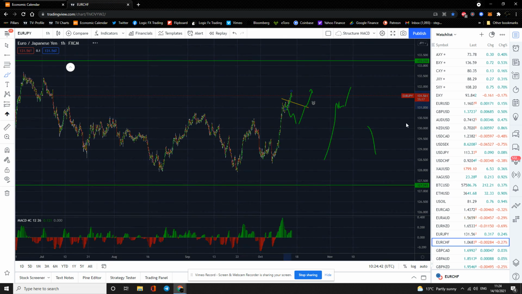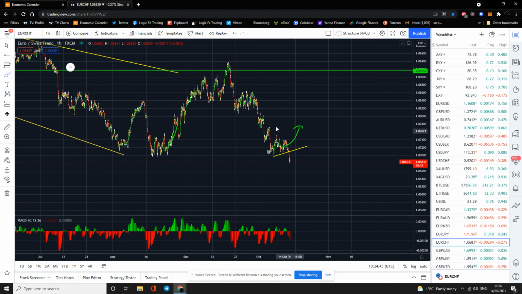Off it's gone. Euro Swiss, and there yet again weakness in the euro, strength in the Swiss, possibly because the gold price moved, guys. We weren't entirely sure where it was going.